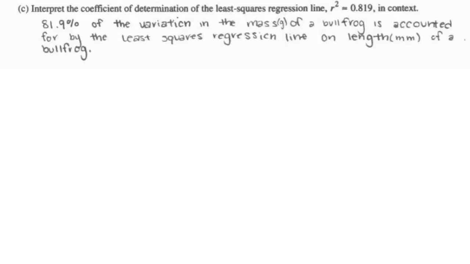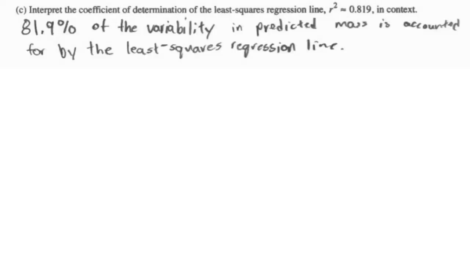Student 1, 81.9% of the variation in the mass grams of a bullfrog is accounted for by the least squares regression line on length millimeters of a bullfrog. E. That would get an E. Student 2, 81.9% of the variability in predicted mass is accounted for by the least squares regression line.